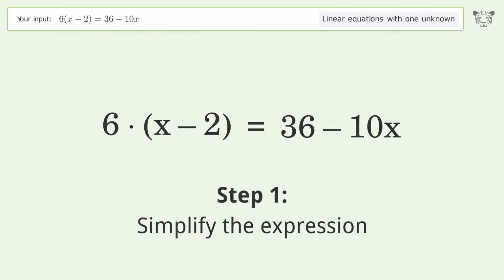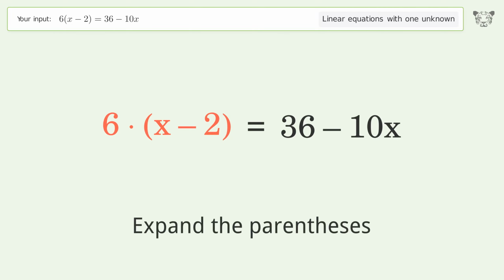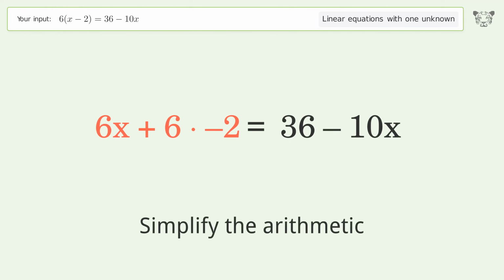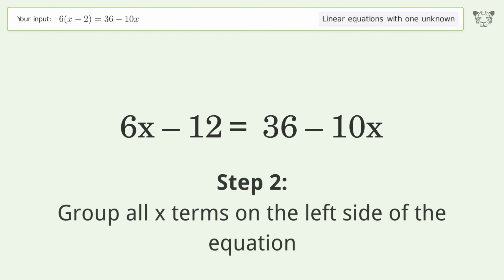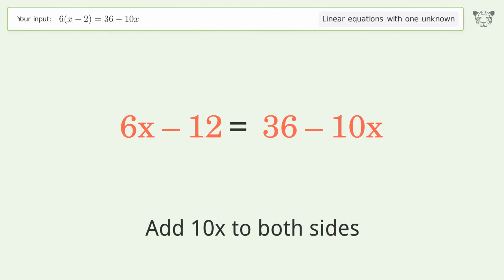Simplify the expression. Expand the parentheses. Simplify the arithmetic. Group all x terms on the left side of the equation. Add 10x to both sides.